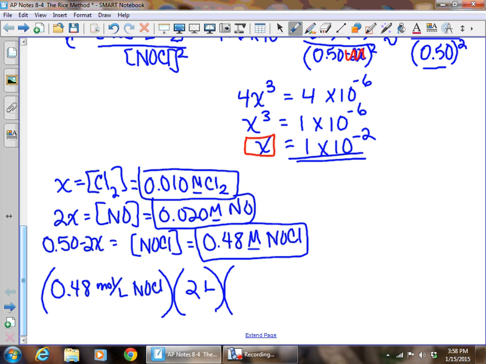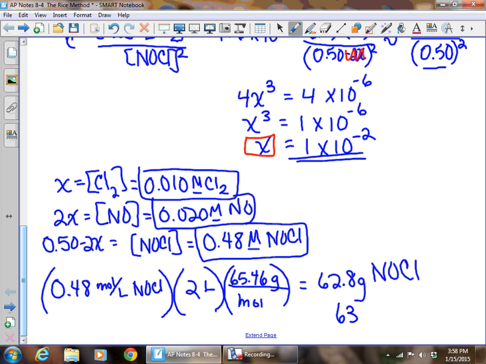And then in order to get it to grams, I'm going to multiply by its molar mass. If you add up nitrogen, oxygen, chlorine, you get 65.46 grams per mole. That gives us a value of 62.8 grams of NaCl. And since it gave us values in 2 sig figs, we need to say that there are 63 grams of NaCl for our final answer to 2 sig figs.